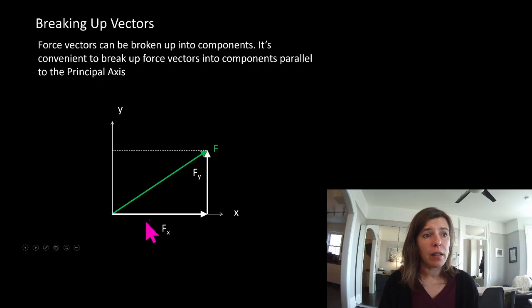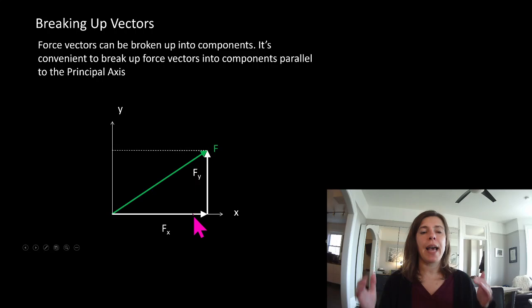So look, still tip to tail. We've drawn the tip to tail method of these arrows. So the resultant of them, adding them up, is still this force here. We've just broken it down into its X and Y coordinates.